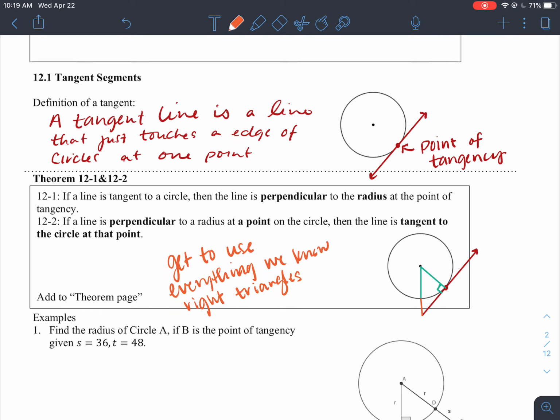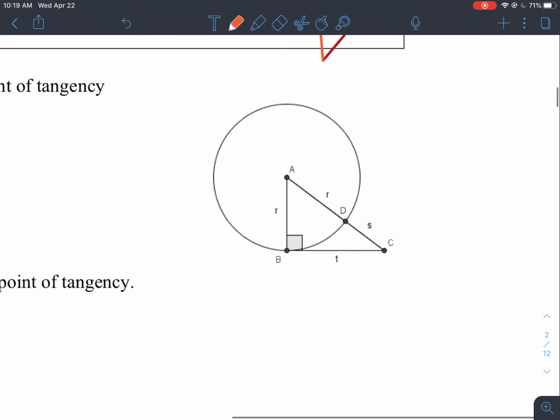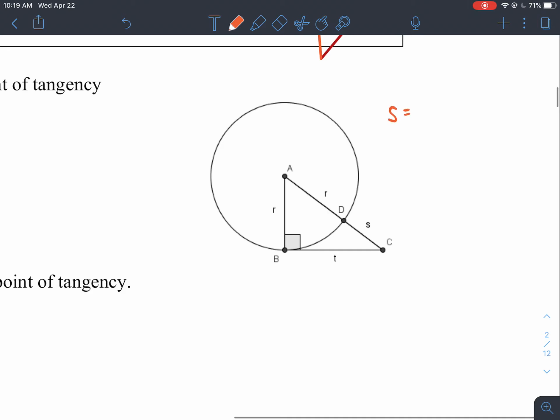All right, so if you need a little bit more time, you can pause the video and write it down. Otherwise, we're going to move on and do this next example here. So we've got a circle A, and point B is the point of tangency to our circle, and they give us the values of S and T. So S is 36. I'm just going to write this over here so I can zoom in a little bit more.